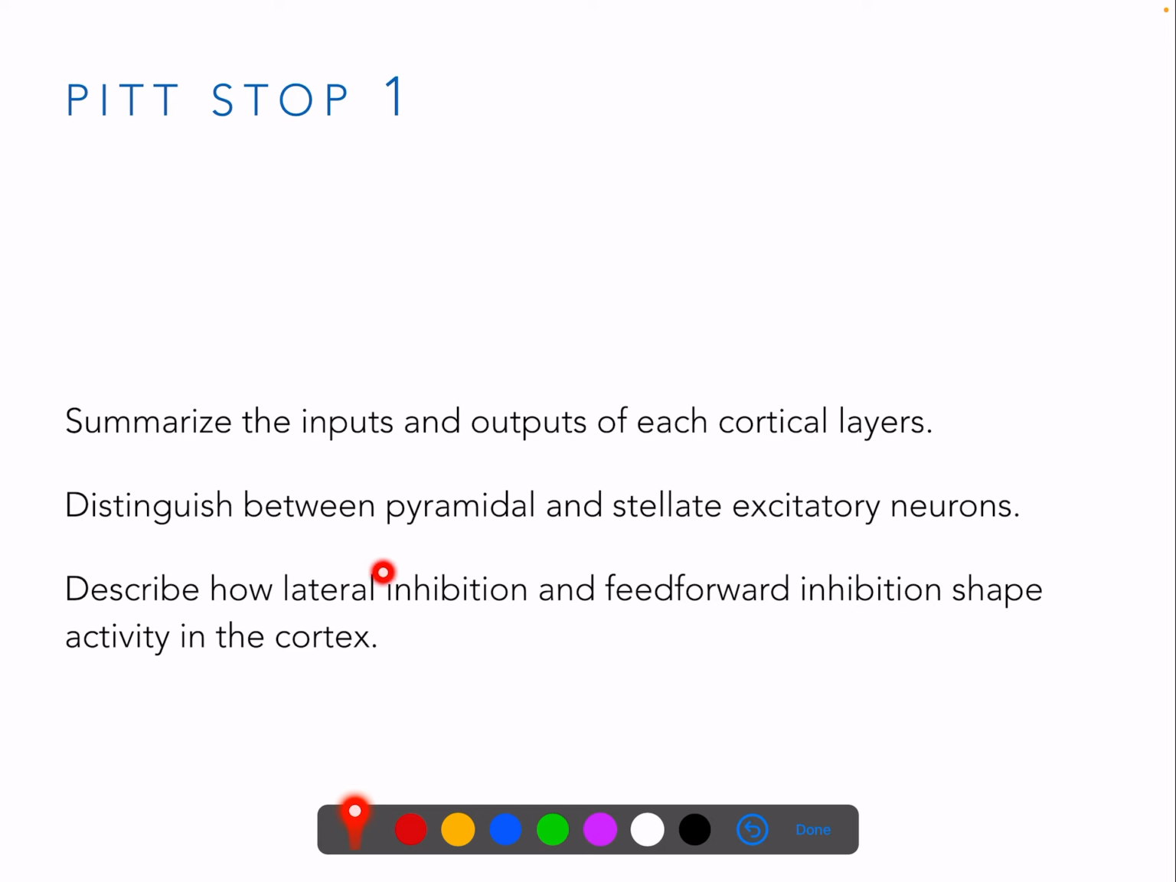Lateral inhibition focuses across space, so only neurons that are receiving strong excitatory input are active, and their neighbors get turned off. Feed-forward inhibition makes sure that cortical neurons only think that two things are happening together if they really do.